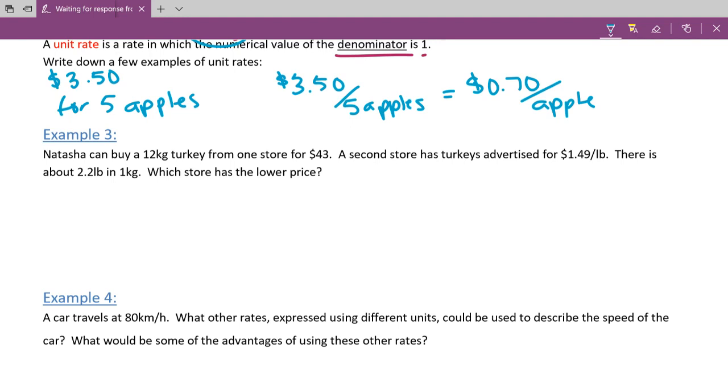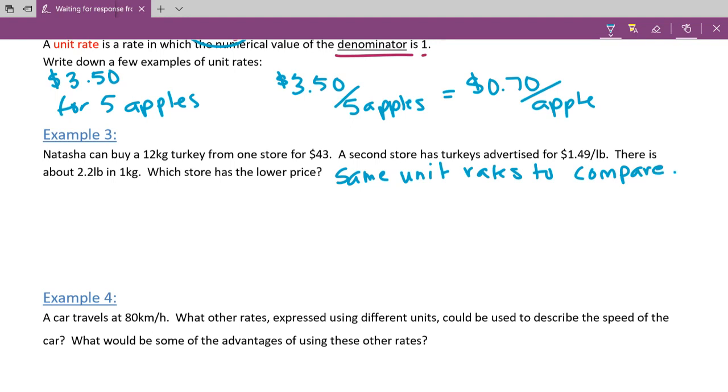So right off the bat, it can be a bit hard to tell which is cheaper because these two things are measured in different units, right? We're talking about kilograms versus pounds. One of them is a unit rate, for every 1 pound. The other one is telling us the price for 12 kilograms. So to be able to compare these things, we want the same unit rates to compare.